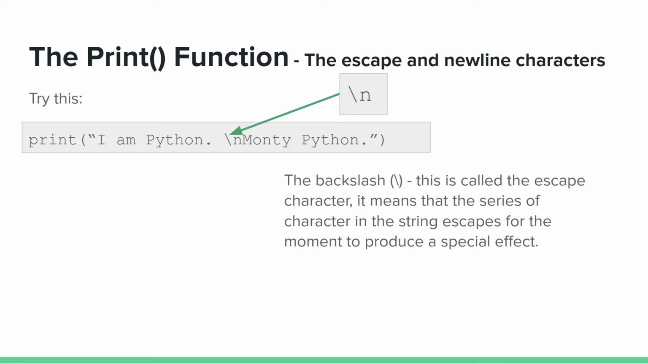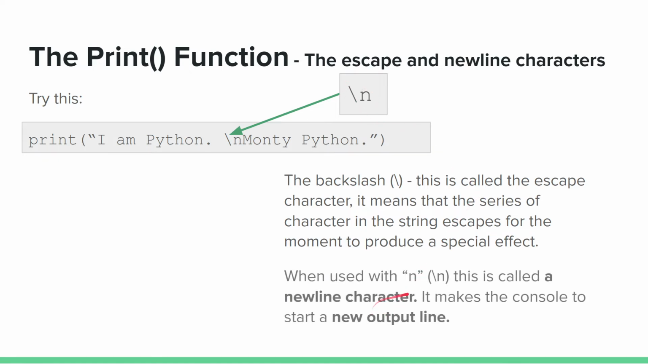After the backslash in a print function, Python says whatever immediate character or series of characters comes after that backslash, it combines together with the backslash to produce a special effect. In this case, we are putting just a single character after it, which is this n. And what this n does in Python is that it creates a new line character. We call it a new line character. It makes the console start a new output line.